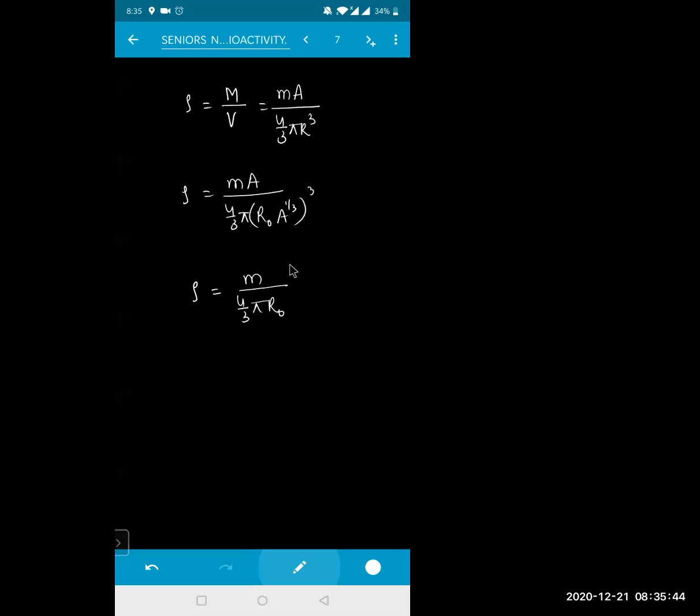Capital A is nothing but the mass number. So this is the important relation you need to remember. Density is equal to m divided by 4 by 3 pi R naught cube. Sorry, this one is R naught cube. So density is independent of the mass number capital A.